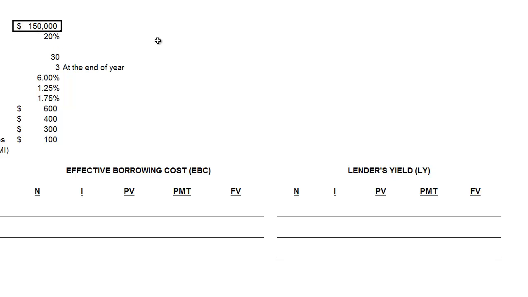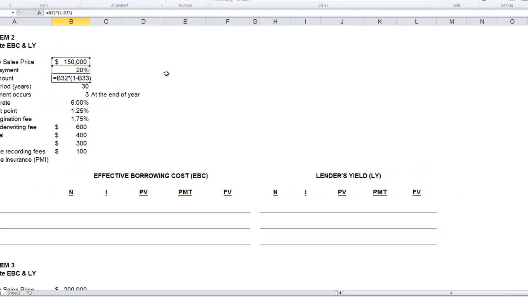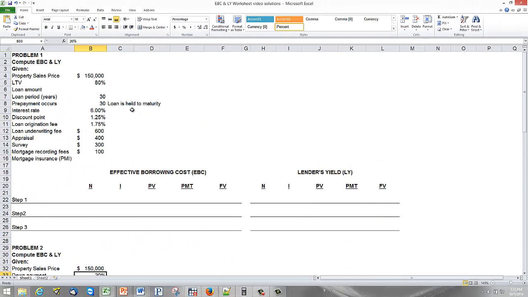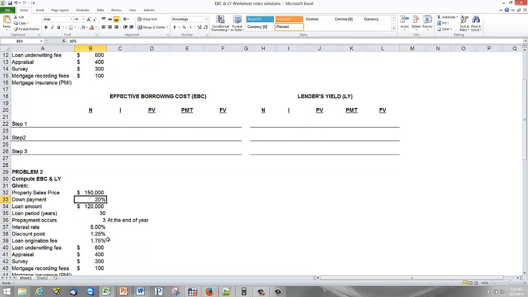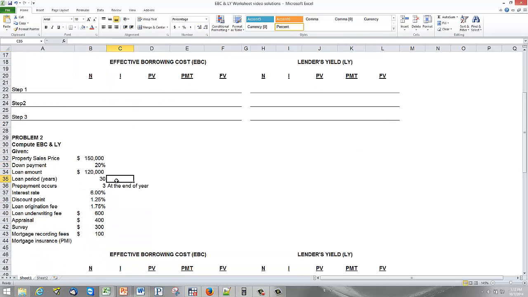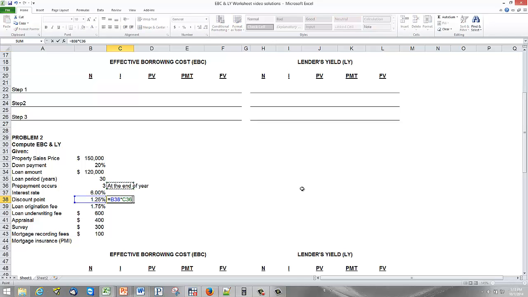Okay. So a few things we need to do before we get down here into a 3-step process. Property sales price $150,000, down payment 20%, and so our loan amount is going to be the purchase price times 1 minus the down payment. Notice that that's the same thing as saying that 80% loan to value implies a 20% down payment. Loan period 30 years, that's the term. Prepayment occurs at the end of year 3. Interest rate discount point is 1.25, and that's of the loan amount.